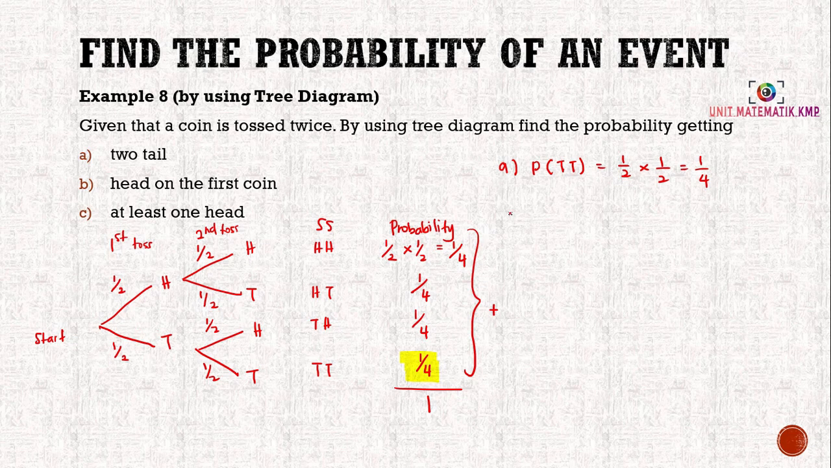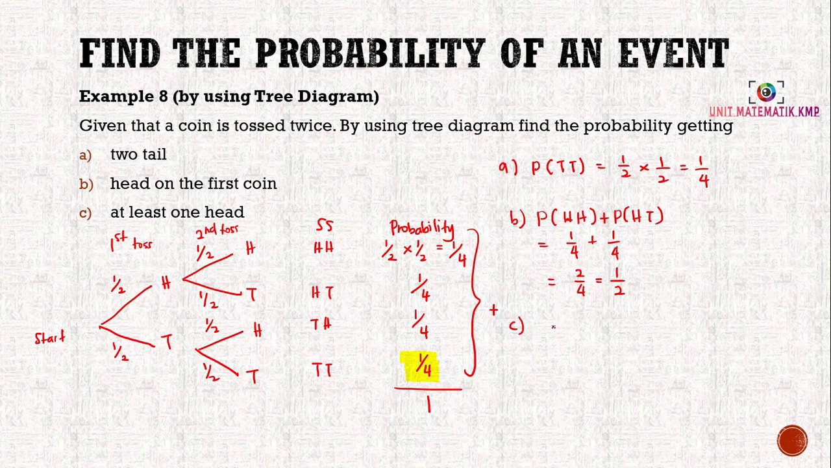Okay, for the second one, part B, the question asks you to find the probability of getting a head on the first coin. Okay, on the first coin we get a head, so you can have either HH or HT. So the first coin must be head. So we can have 1 over 4 plus 1 over 4, which is 2 over 4 equal to 1 over 2. Okay, always simplify your answer.